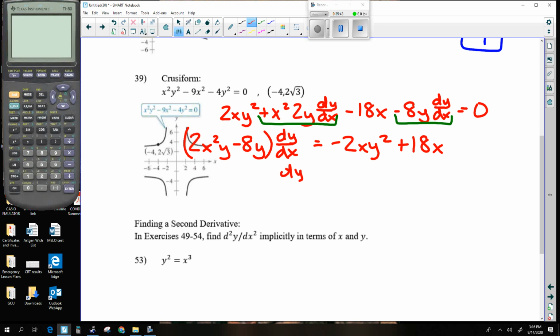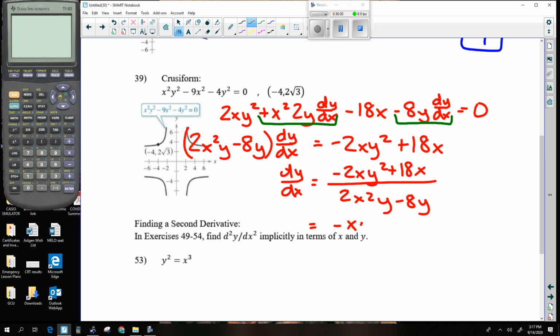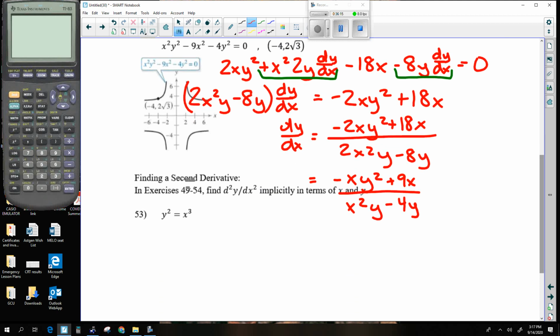So dy/dx is equal to negative 2xy squared plus 18x divided by 2x squared y minus 8y. And you can factor out a 2 of everything. So this is negative xy squared plus 9x over x squared y minus 4y. Cancels. We want this derivative at negative 4, 2 root 3.